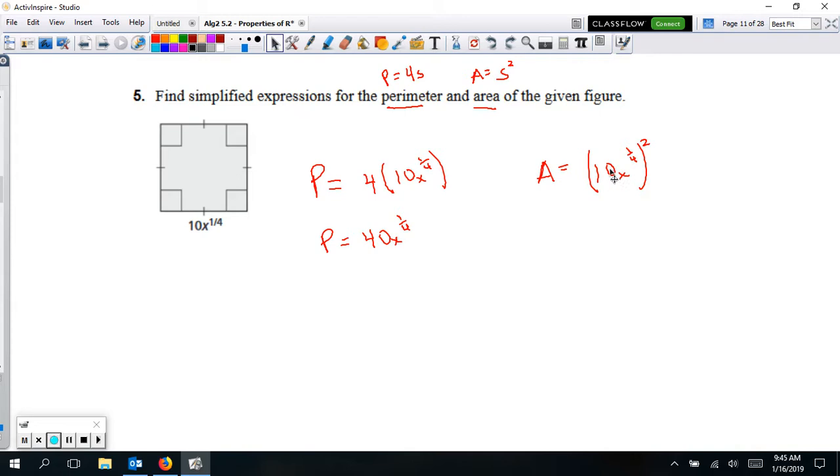We need to see this really as a product here. 10 times the x to the 1/4. So we're going to raise the 10 to the 2nd power, and then we're also going to raise the x to the 1/4 to the 2nd power. So as we do 10 to the 1 to the 2nd, that's 100. And then we're going to multiply these powers here, which will give us 2/4, and we'll simplify 2/4 to a 1/2. So our area will be 100x to a 1/2 power. That's our answer for area on that one.